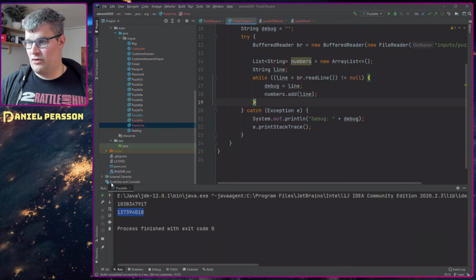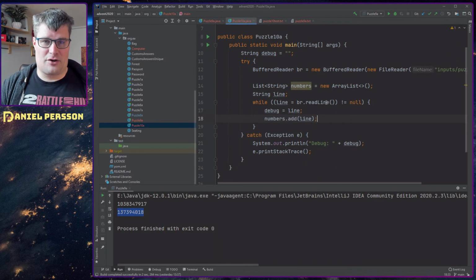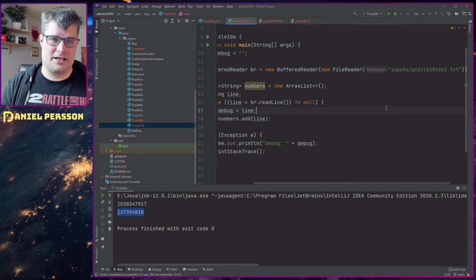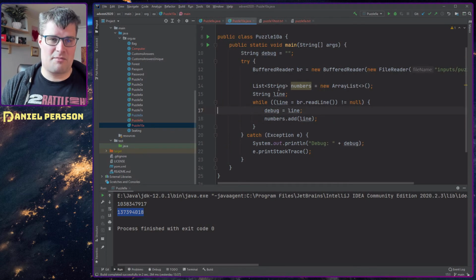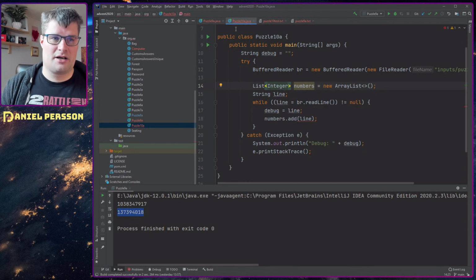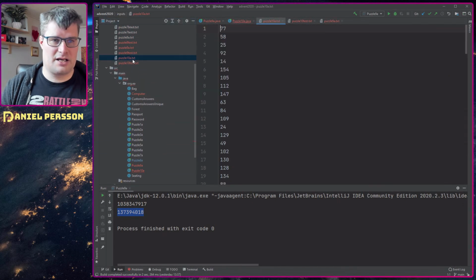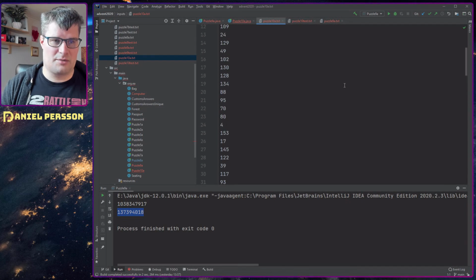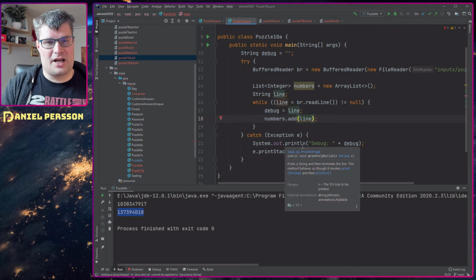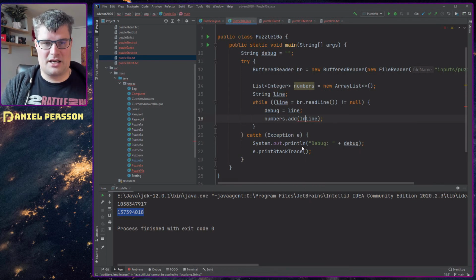So let's jump over to the code here, and I copy pasted from the last example. Let's take the puzzle 10 test, and this time I actually want to have an integer list here. I guess that the numbers here can't be that large, so integers are just fine. And then we will take Integer.parseInt of this line.